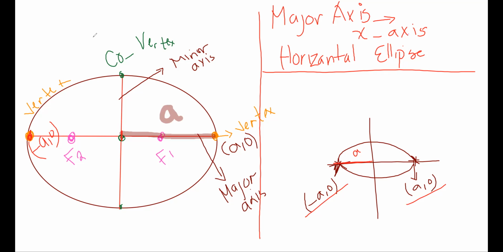And also the distance from the center vertically is B, and also vertically down it's also B. So what is the coordinate of the co-vertex? It will be 0B or 0 negative B. So the vertex in the horizontal ellipse has two coordinates, A0 and negative A0, and the co-vertex 0B or 0 negative B.